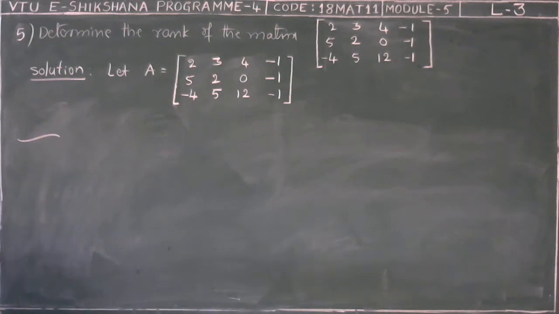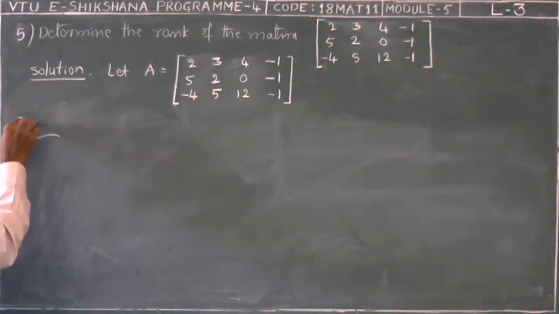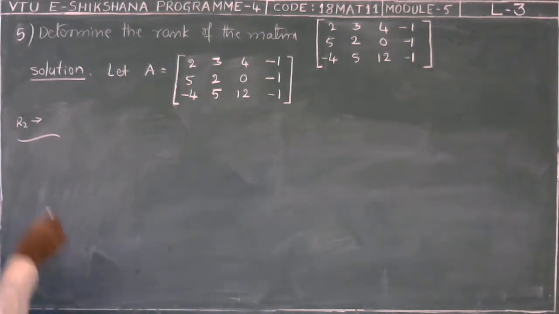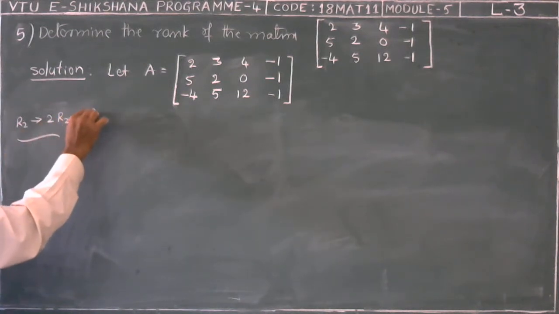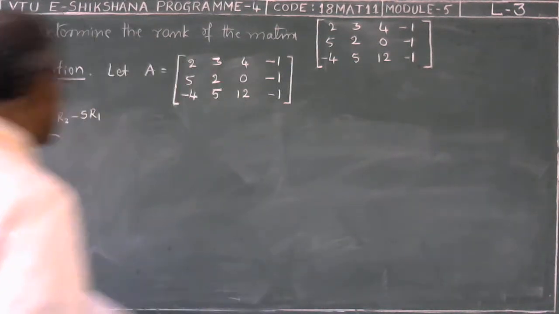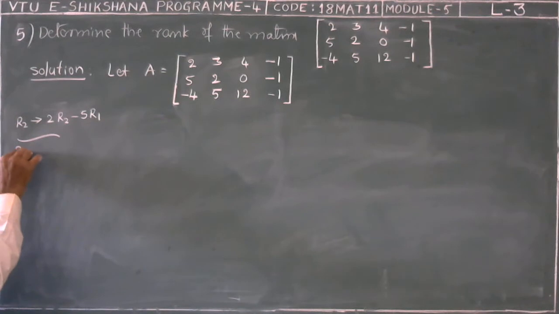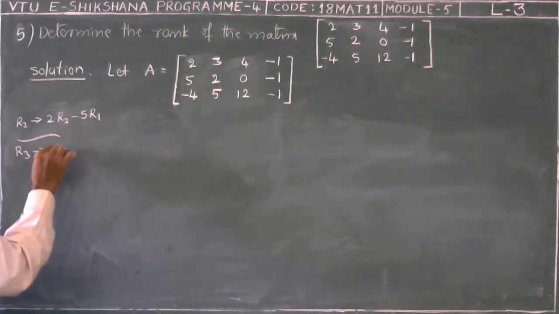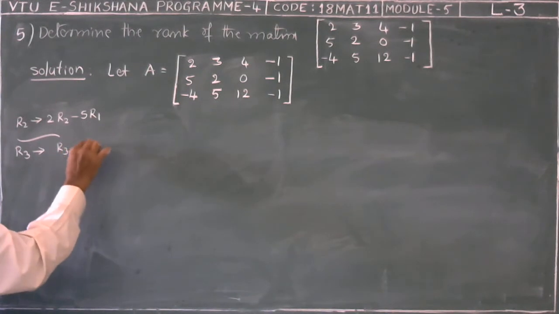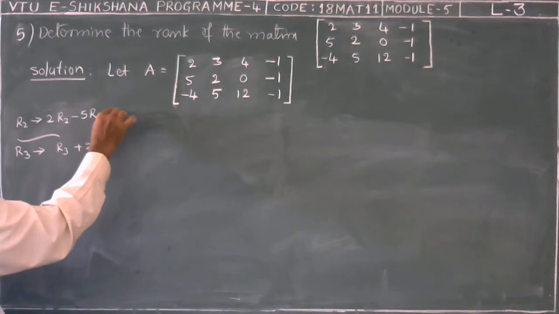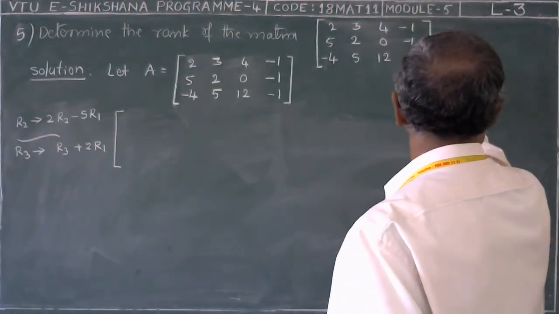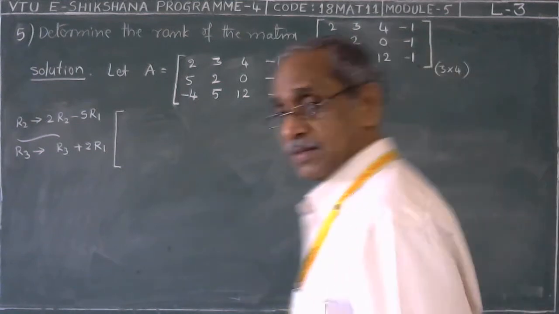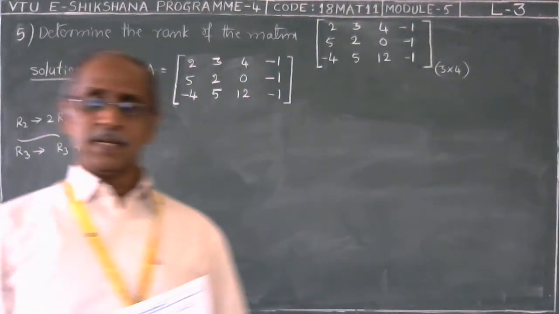This is equivalent to, we are making changes in R2. R2 will change with respect to the operation 2 times R2 minus 5 times R1. Then R3 will change with respect to the operation R3 plus 2 times R1. So I get an equivalent matrix. Now this is a 3 by 4 matrix, with 3 rows and 4 columns, and we can easily guess the range of the rank.